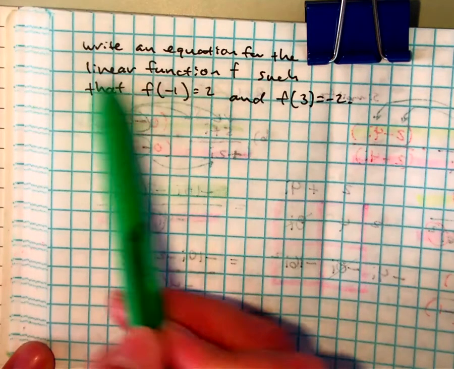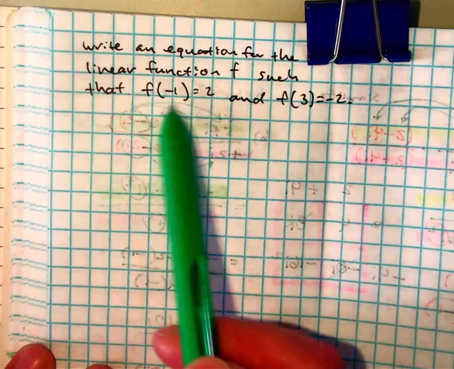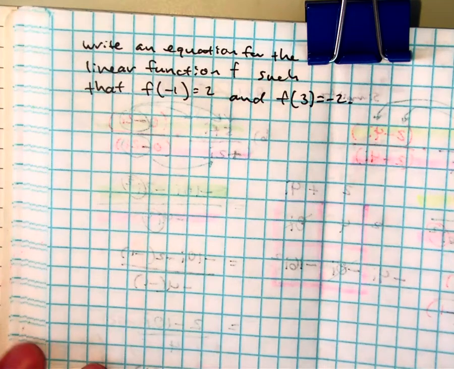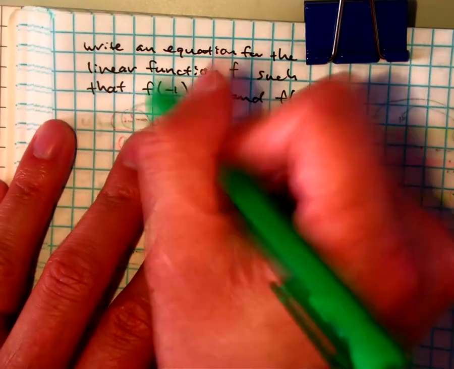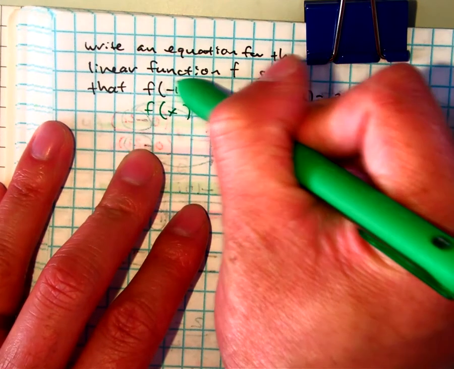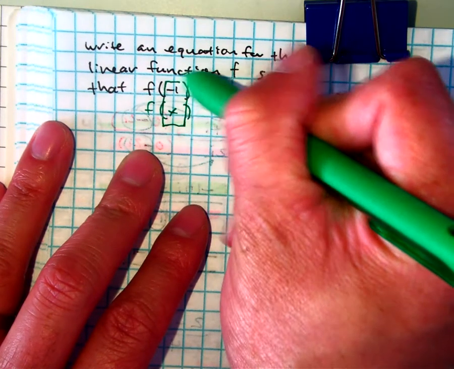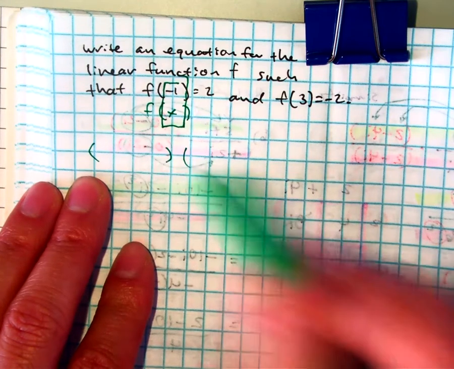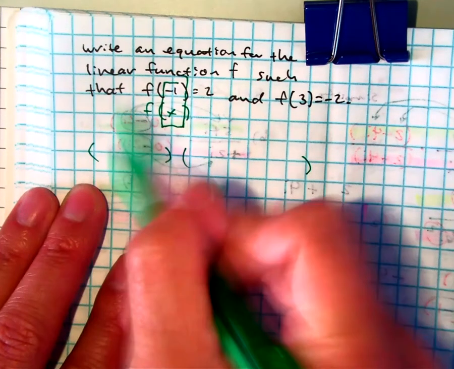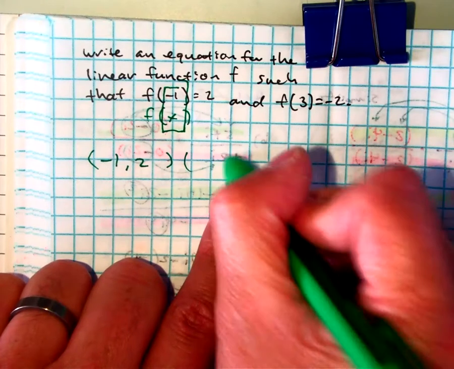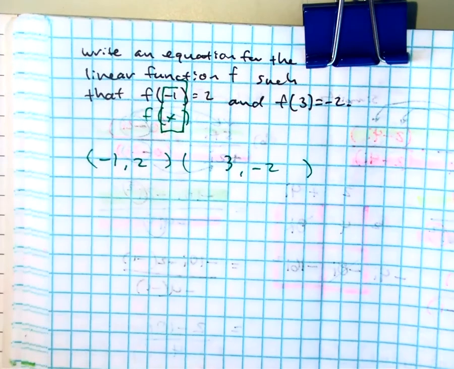Write an equation for the linear function f such that f of negative 1 equals 2 and f of 3 equals negative 2. Here you have function notation, and remember, inside the parentheses is your x value. So your ordered pairs that we have here are negative 1, 2 and 3, negative 2.